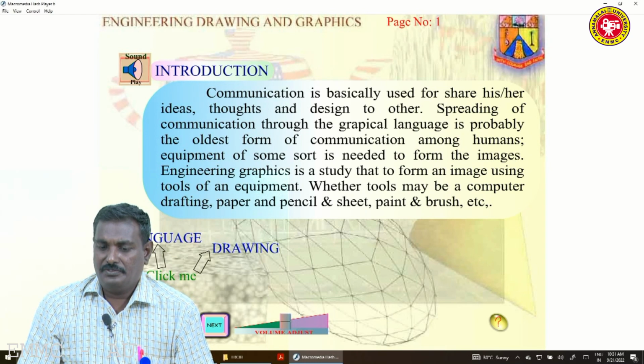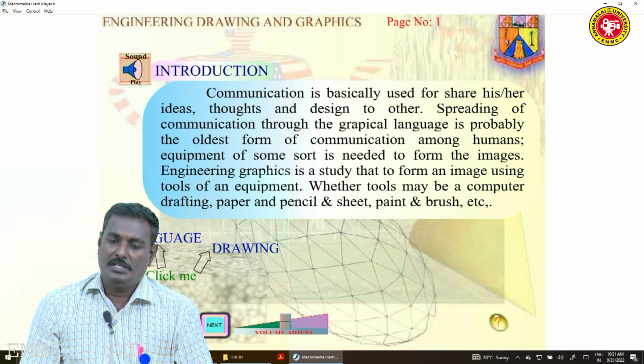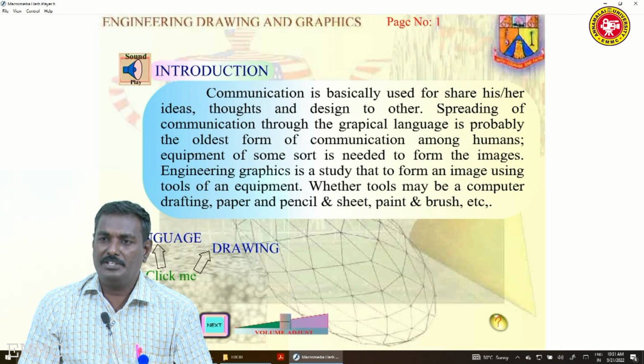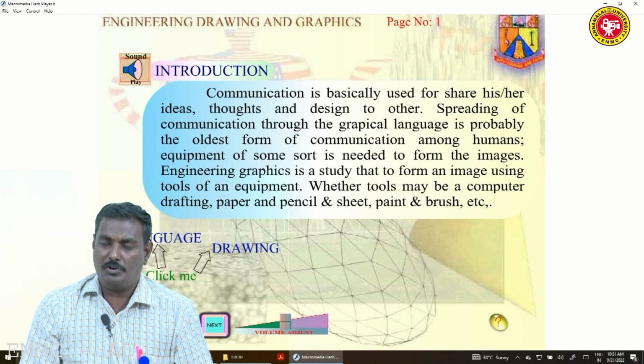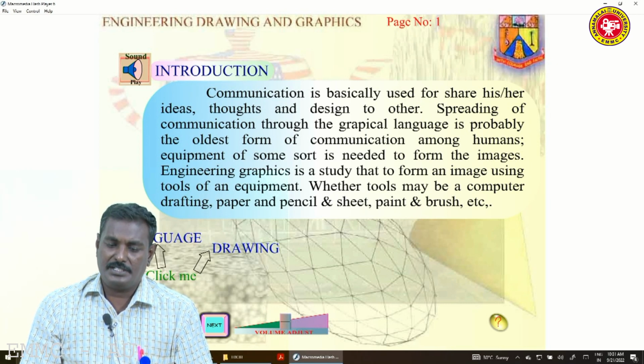In this introduction we learn why engineering graphics is useful for engineers, because we communicate our ideas, thoughts and designs to others. We spread the communication through the graphical language, which is the oldest form of communication among humans. We use some equipment, so engineering graphics is a study of forming an image using tools. The tools may be computer drafting, paper, pencil and sheet, pen and brush, etc.